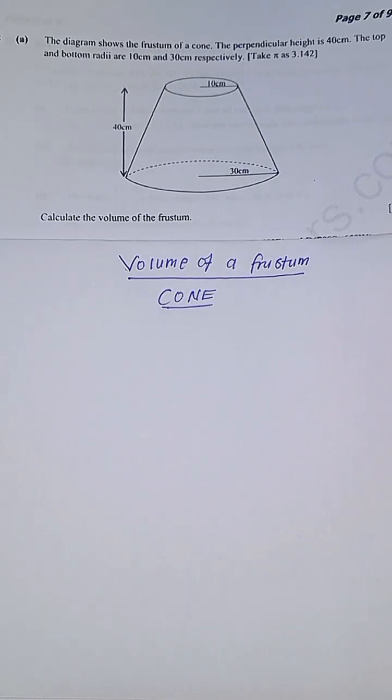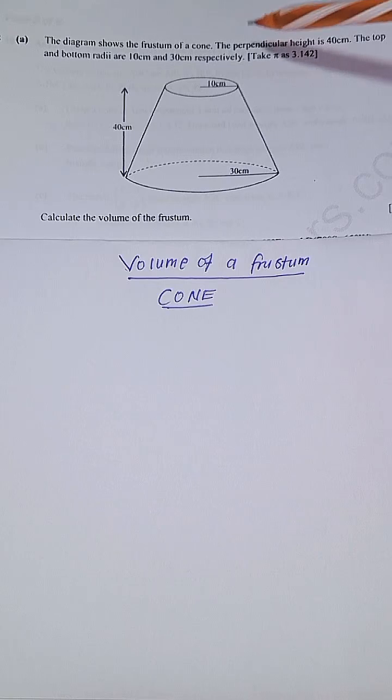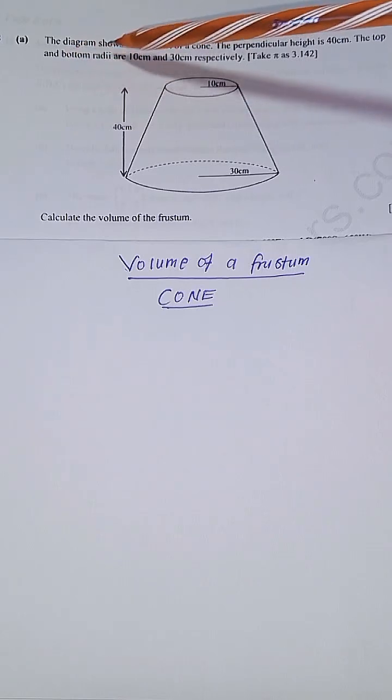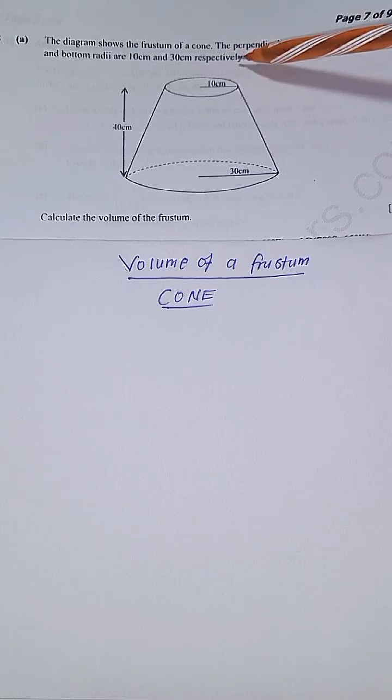Alright, so in this video, we have been given to calculate the volume of a frustum of a cone. The question says the diagram shows the frustum of a cone. The perpendicular height is 40 centimeter. The top and bottom radii are 10 centimeter and 30 centimeter respectively.